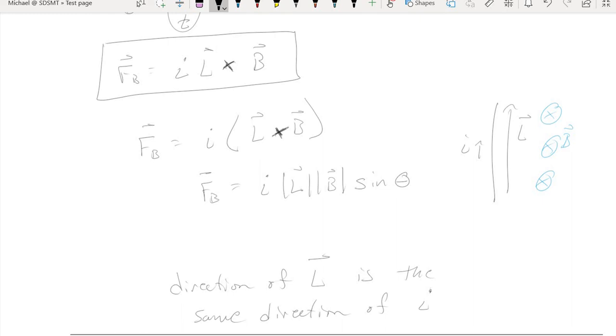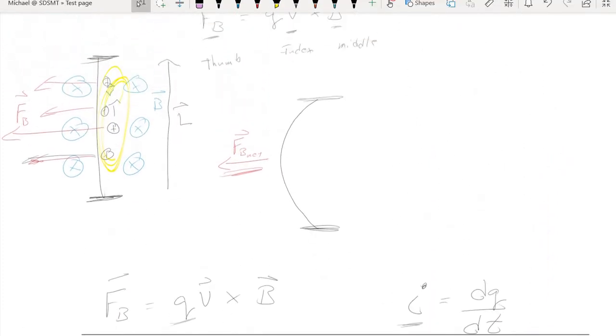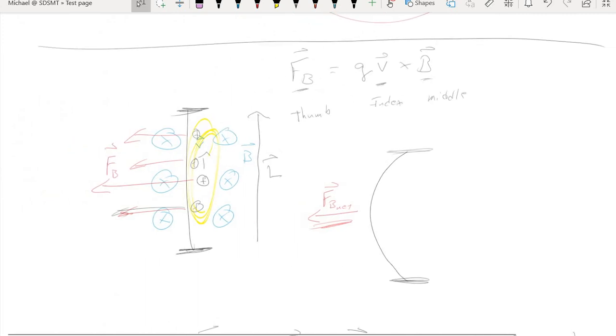We get our right-hand rule ready. The first vector in the cross product is the index finger. The second vector in the cross product is the middle finger. And the resulting vector is the thumb. So our index finger needs to point up in the direction of L. Middle finger points into the page, direction of field. The resulting force points to the left. And that should not be surprising because this is exactly the same wire as what we had up here, with the individual charges moving through the wire through the magnetic field.